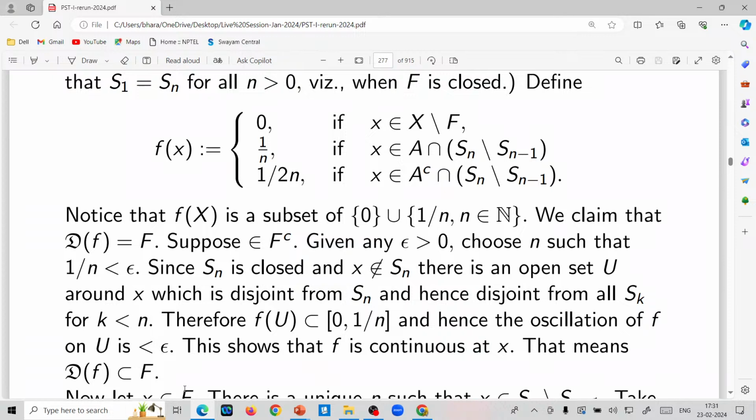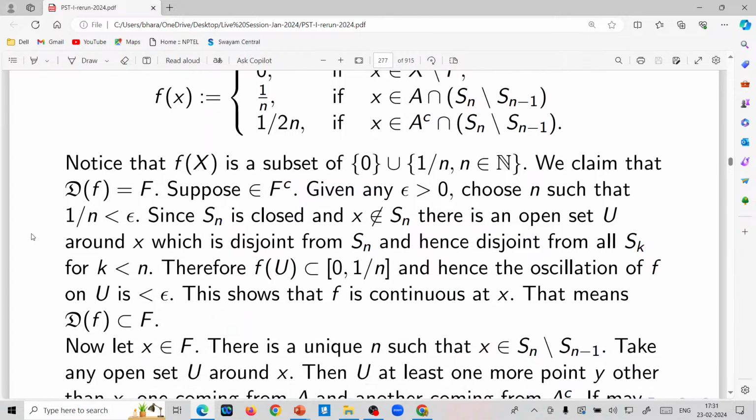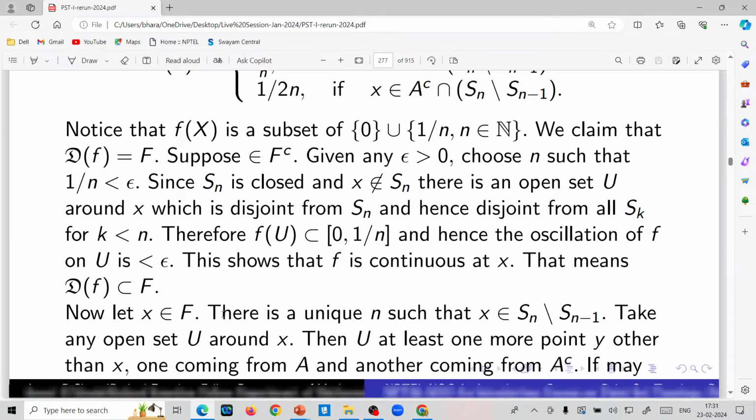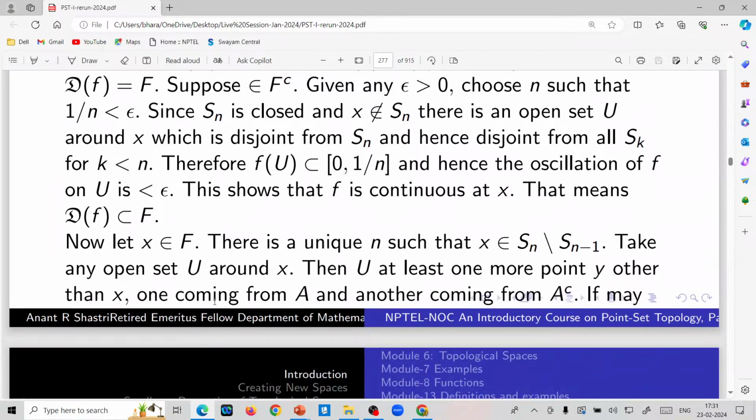So the discontinuities are inside F. Outside F, it is continuous. Now I have to show that at all the points of F, it is discontinuous. Start with a point inside F. Once it is inside F, it is inside one of the Sns. You take the first one, so that n is unique, such that X is in Sn but not in Sn minus 1. So that is the advantage of writing the closed subsets in the increasing form.